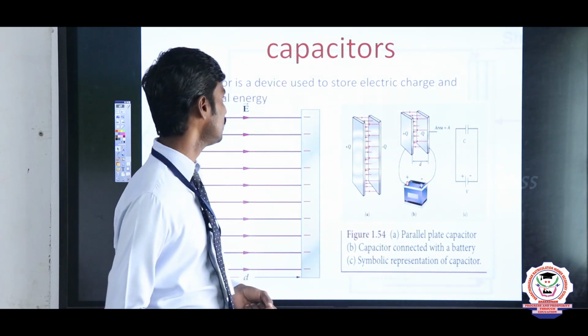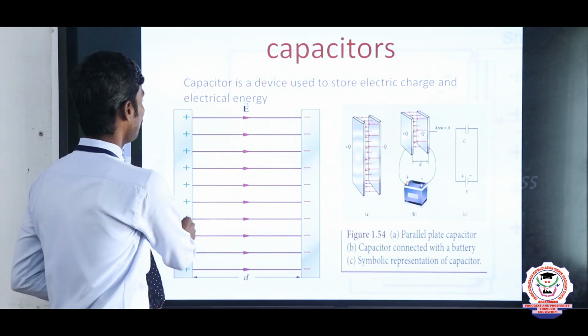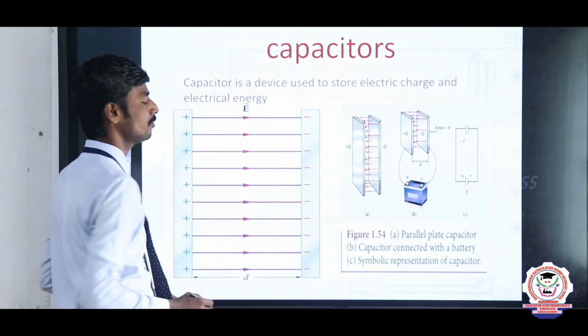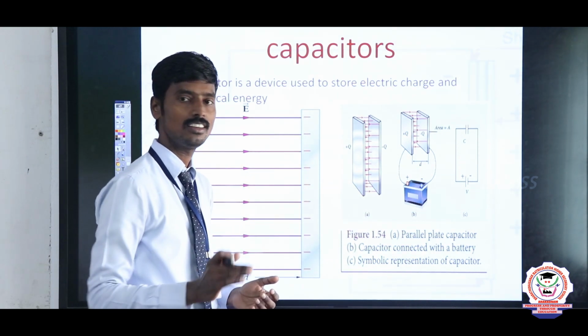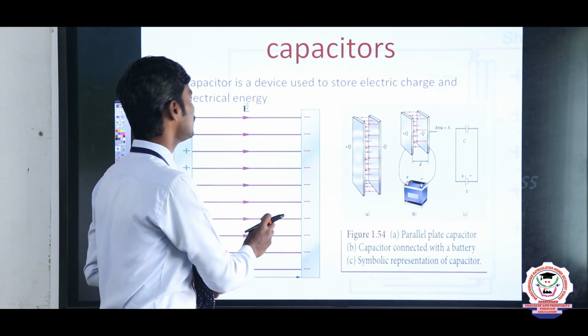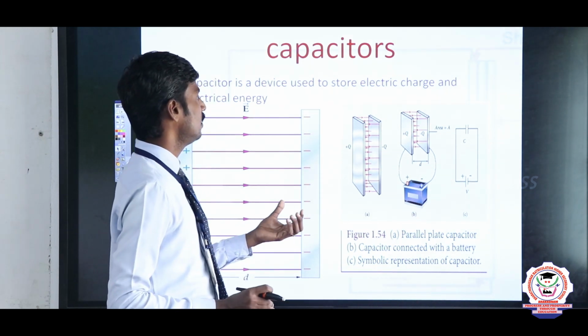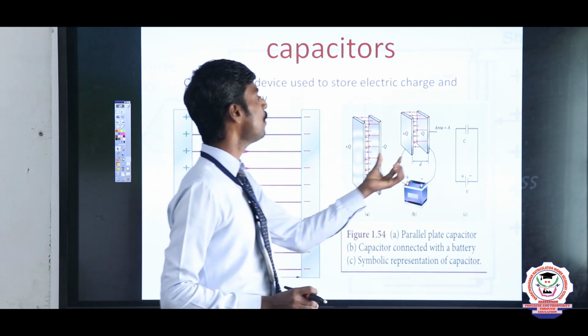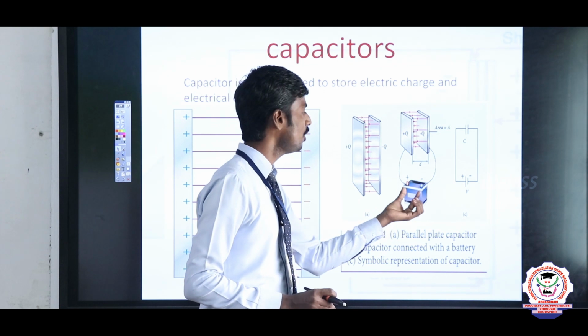The simple capacitor consists of two metal plates. This one is one metal plate, this is another metal plate, separated by a small distance. This system is called a capacitor. The simple capacitor consists of two parallel metal plates connected with a battery, with battery voltage V.